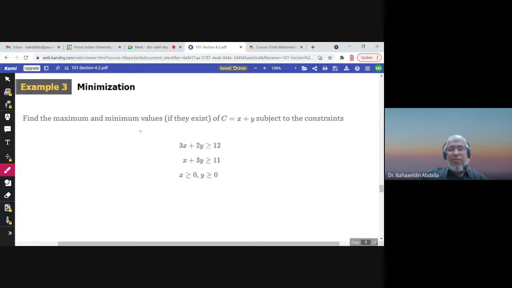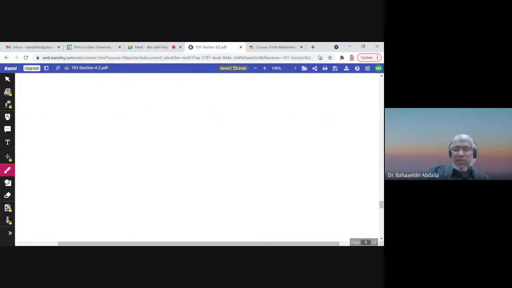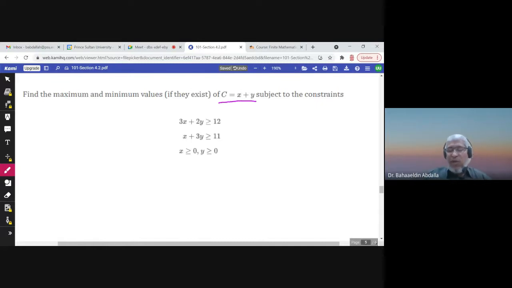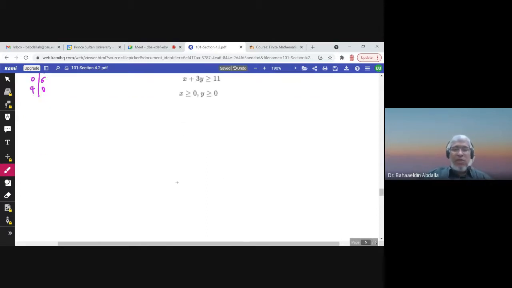Find the maximum and minimum value, if they exist, of this objective function c equals x plus y subject to these constraints. So what to do? First, we graph the feasible region. Okay, so to graph the first inequality, I start by graphing the line 3x plus 2y equals 12. And to graph the line, I need 2 points. So I choose x equals 0, 2y equals 12, so y is 6. I choose y equals 0, 3x is 12, so x is 4. And let me start by sketching.